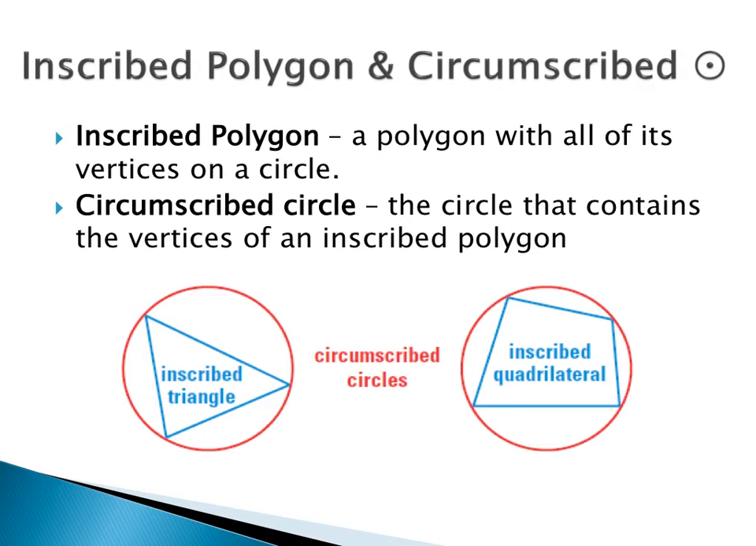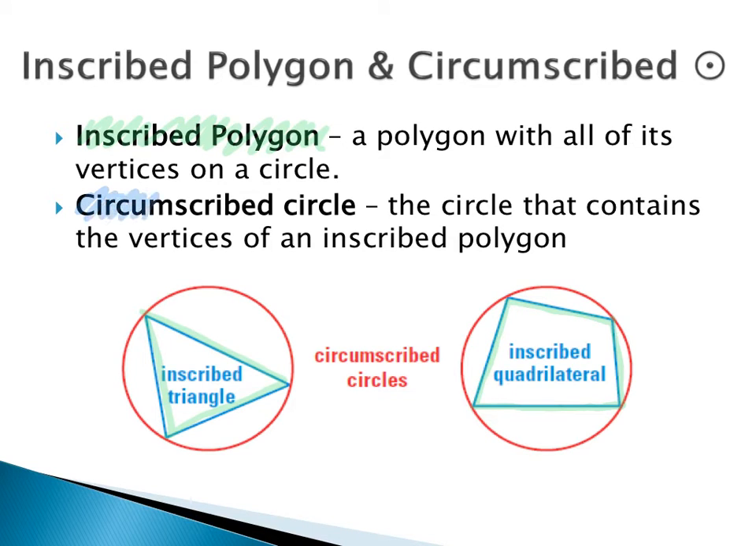Inscribed polygons and circumscribed circles. An inscribed polygon is a polygon with all of its vertices on the circle. So in this diagram on the left, we would say that this triangle is inscribed in the circle. And on the right, this quadrilateral is inscribed in the circle, because all the vertices are on the circle itself.